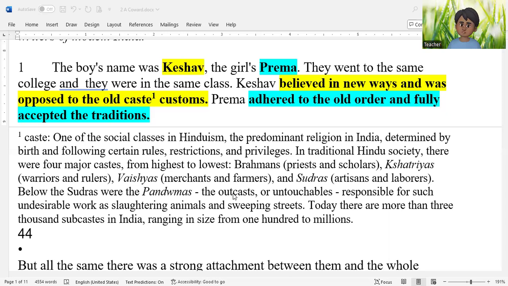So we know that this story is about a boy and a girl. Then we read that both of them went to the same college and they studied in the same class. Now, if you focus on the second sentence, it says that Kesab, the boy, believed in new ways and he was opposed to the old caste customs. This is an important point to note down. In your copy, note a second element.